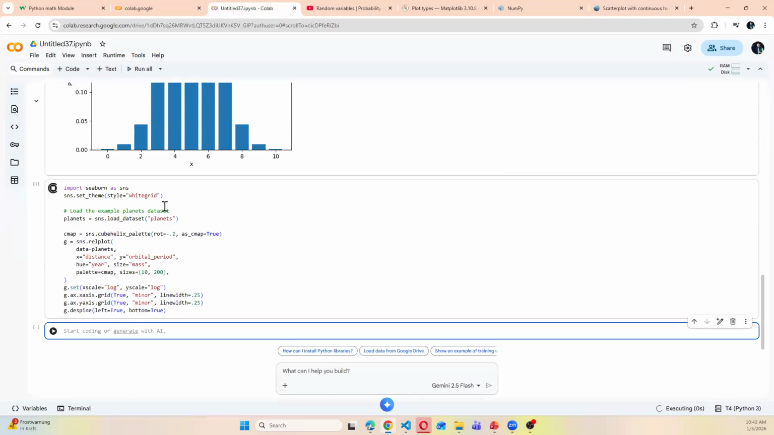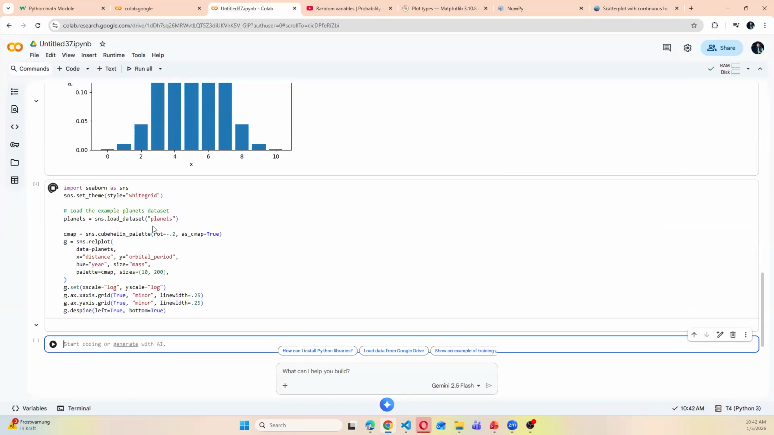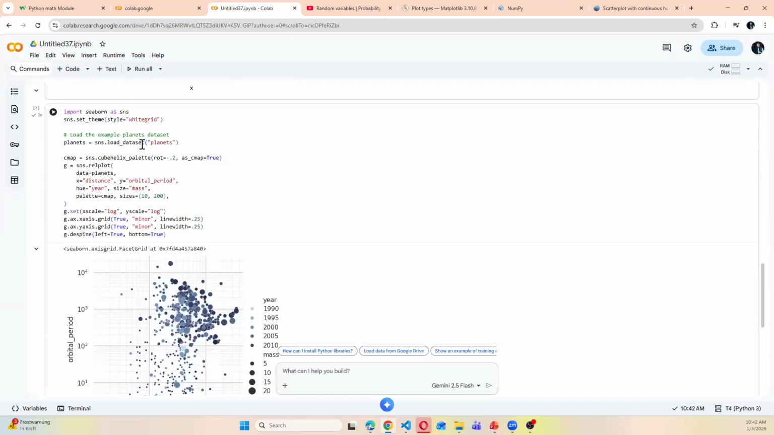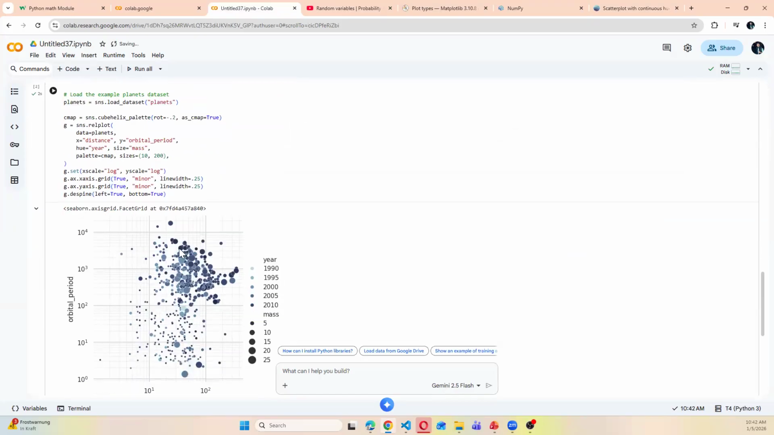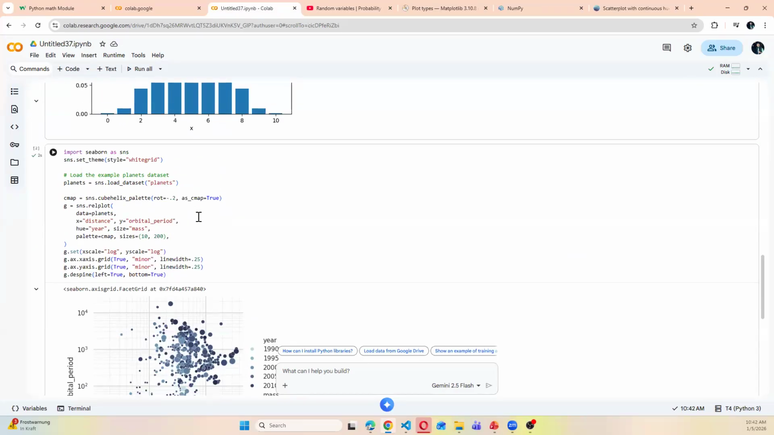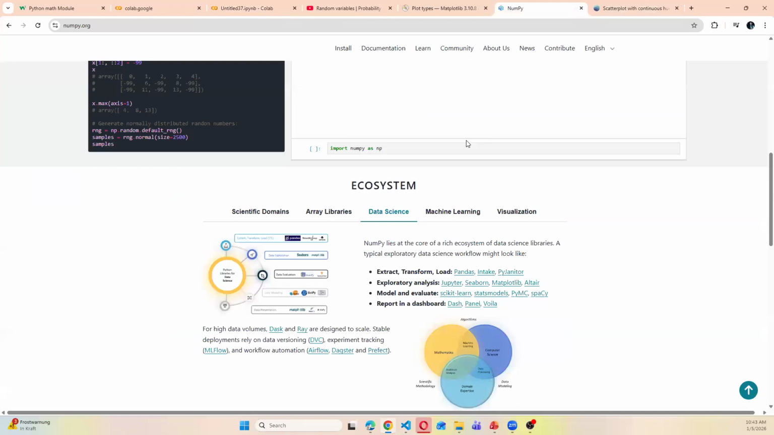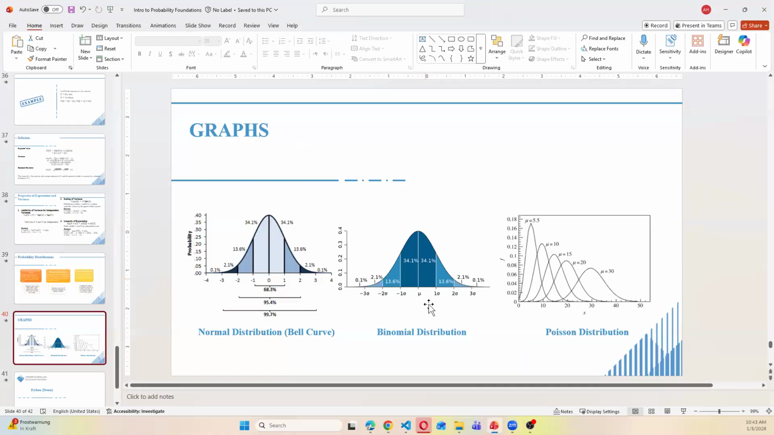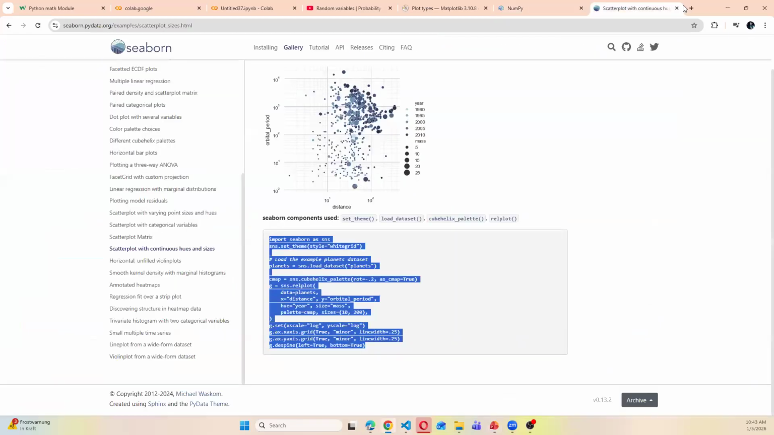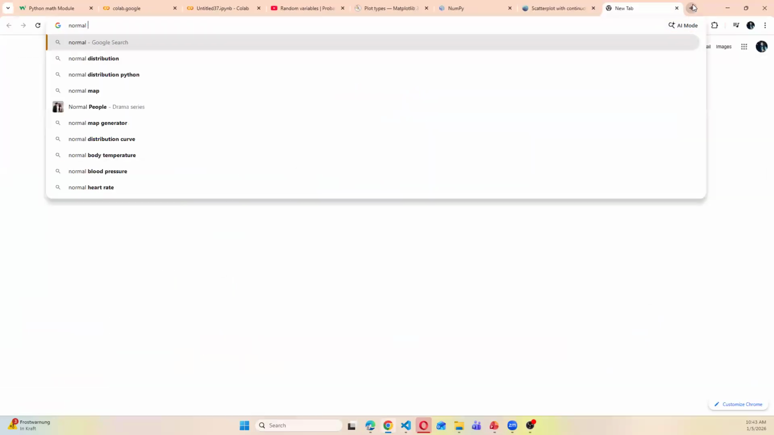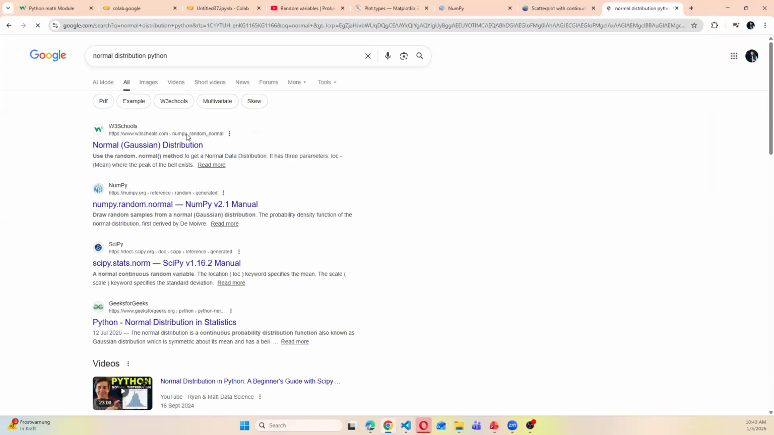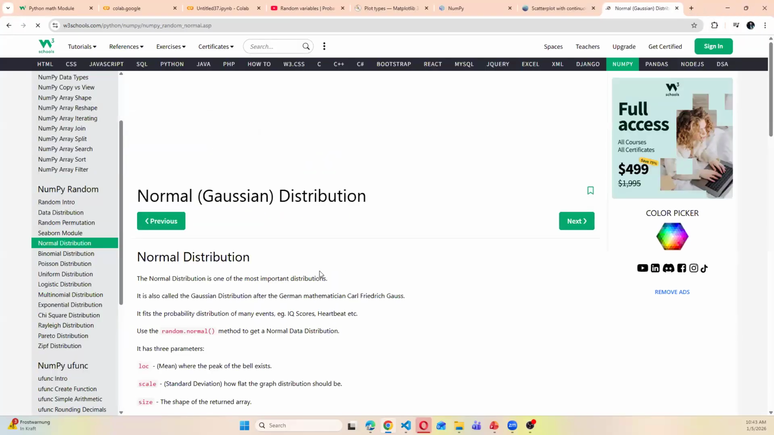If I load this one, oh, my data set is not here. There is a data set, planets, so it's just load data set, its example is there already, so I can load this one on my system, and I can change it according to my needs. So you can do it here, we can see it later. You can make any graph you want. You can have a Poisson graph, you have a normal distribution curve. So if I say here, maybe I can find this one, normal distribution Python, normal Gaussian.